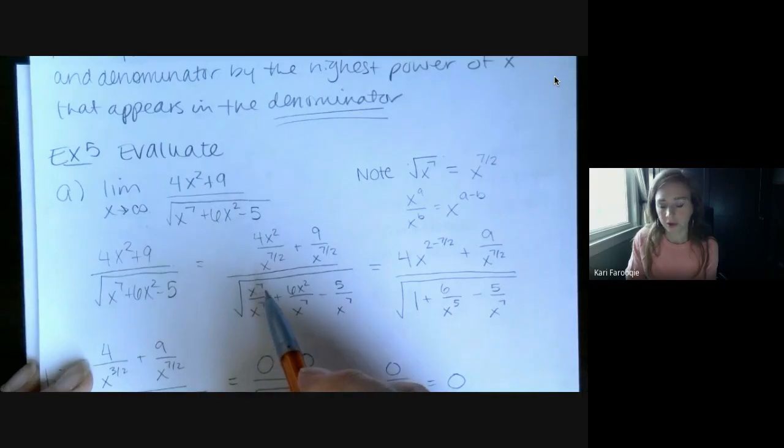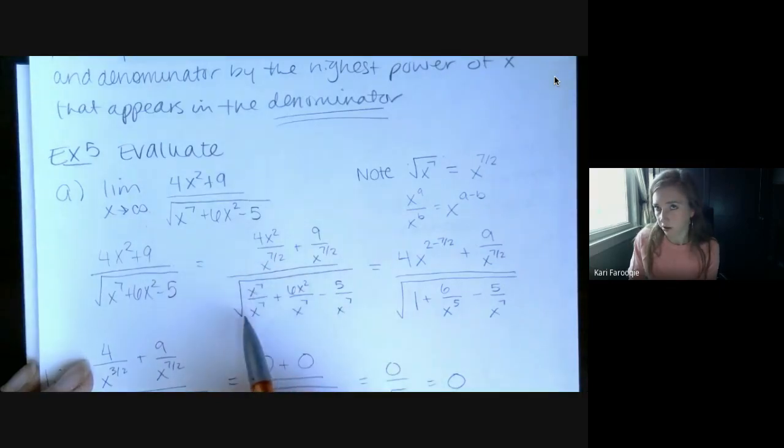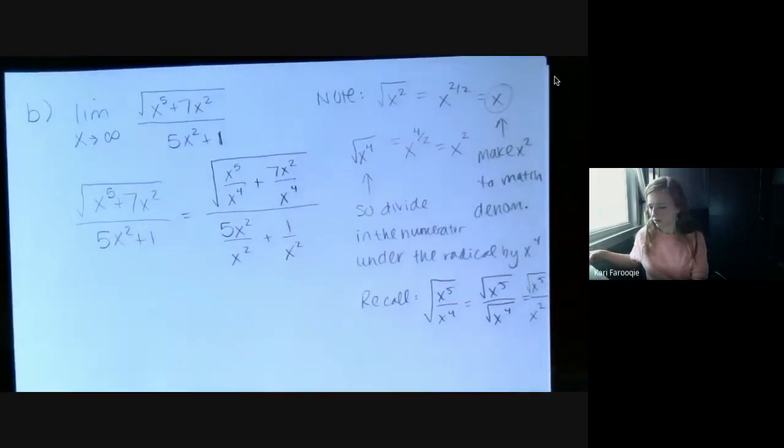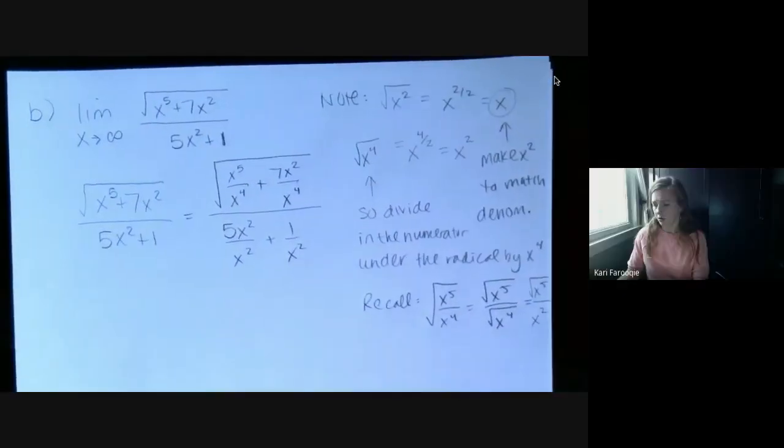So if you have a situation where your denominator has the radical, when you divide in the numerator, you're going to have to decrease the power. And if you have a situation like B, where your radical is in the numerator, then you're going to have to increase the power in the numerator when you divide it out. Because that radical will force that power down. Does that help? Yeah, that does. Okay.